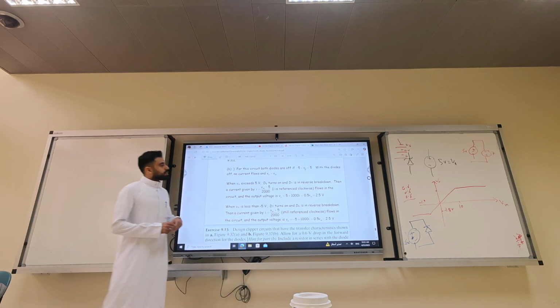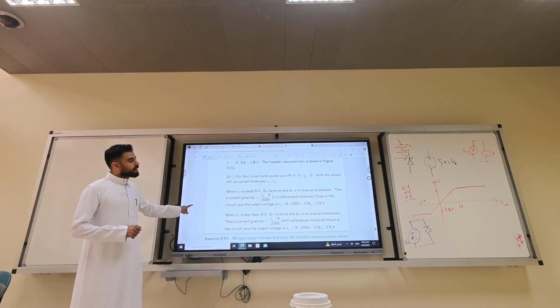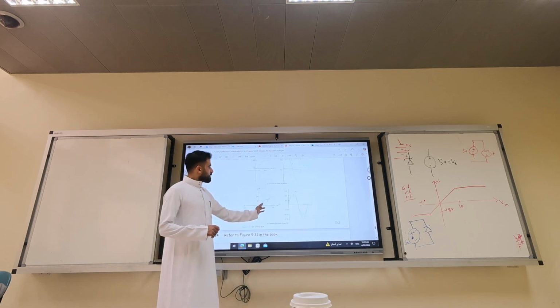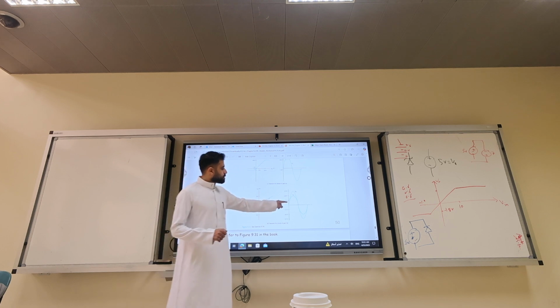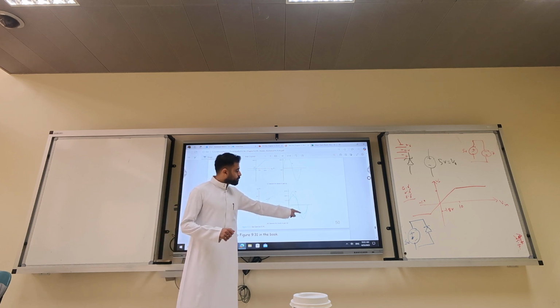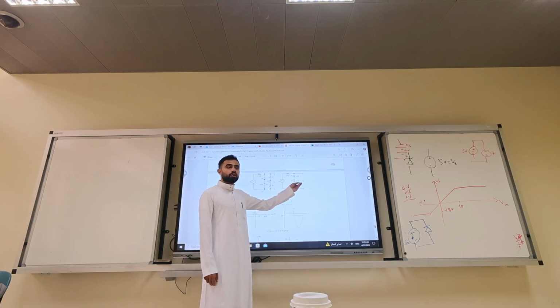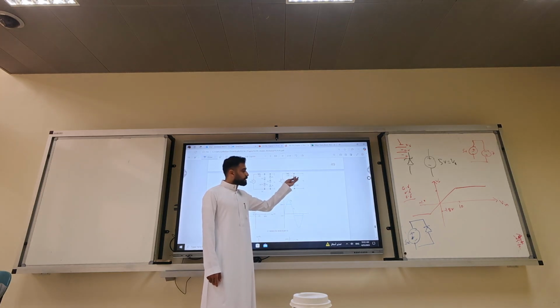If V input is between minus 5 and plus 5, the output will follow the input. So at minus 5 and 5, the output will follow the input. Up until I reach 5, the output follows the input. Why? Because I need 4.4 and 0.6 to be this forward, this reverse. Or minus 5 or more for this to be forward, this to be what? Reverse, breakdown.